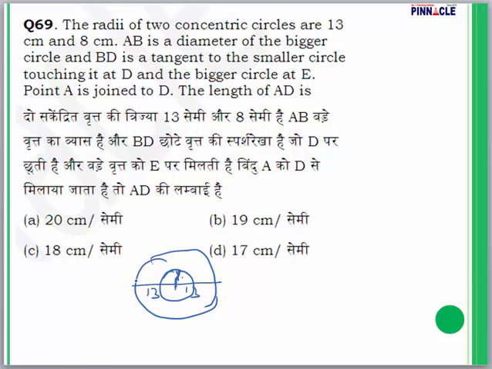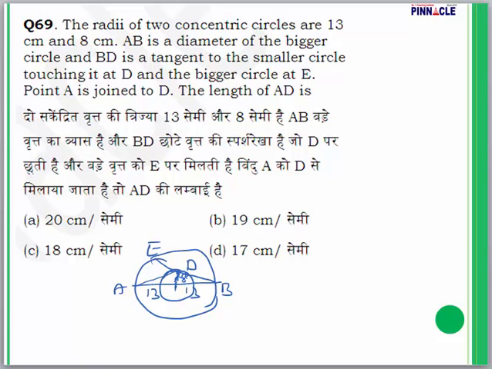AB is the diameter of the bigger circle. This is the AB, diameter of the bigger circle, and BD is tangent. This is tangent to the smaller circle, BD, which is touching at D, and the bigger circle at E. Point A is joined to D. Find the length of AD. We have to find the value of this AD. Now, in this figure, it is given. This is 13, this is 8.